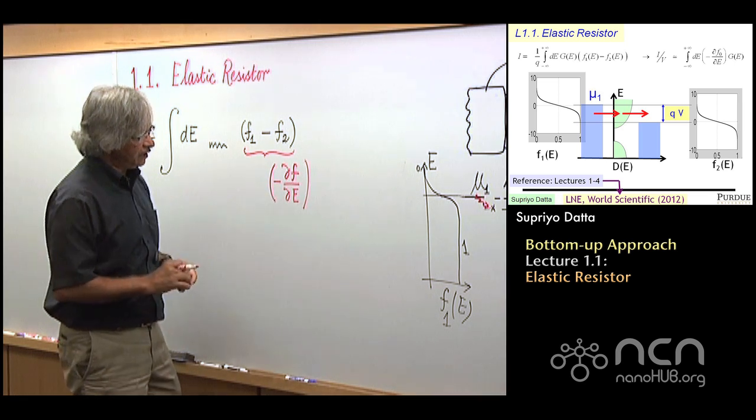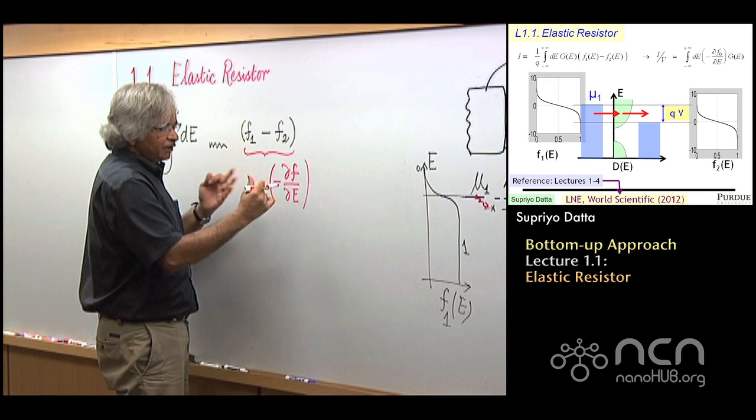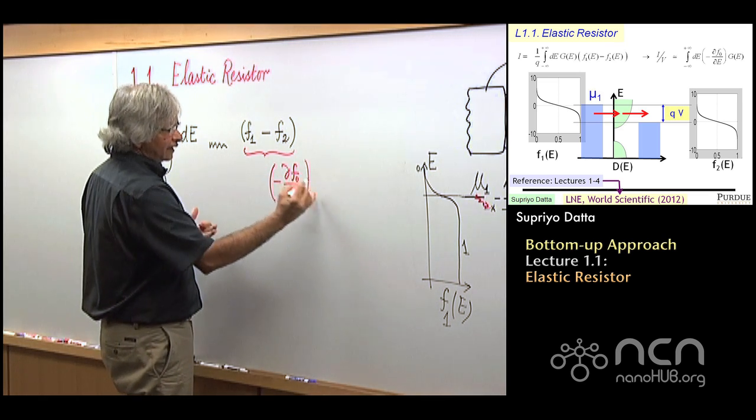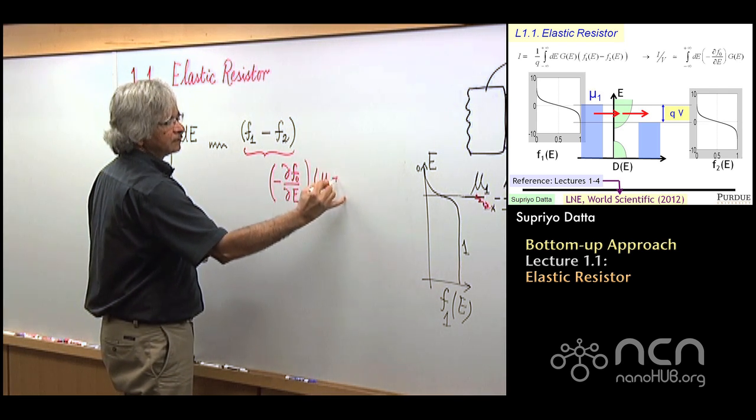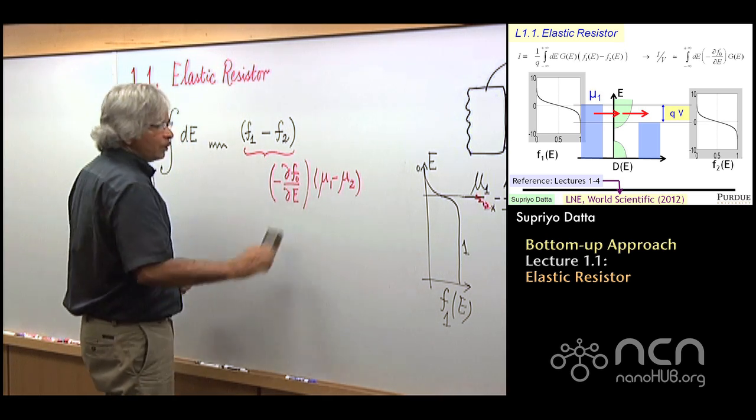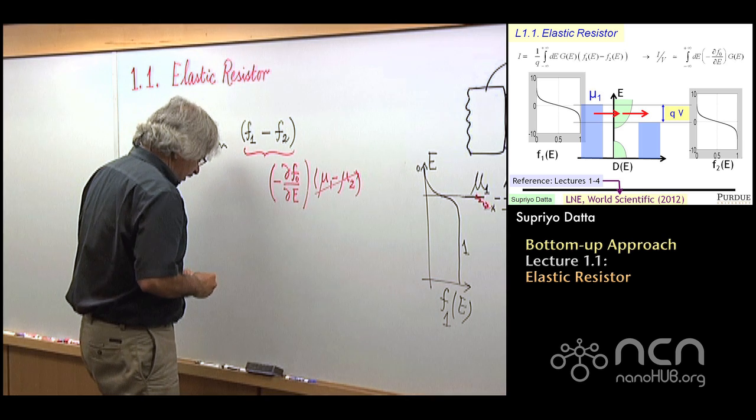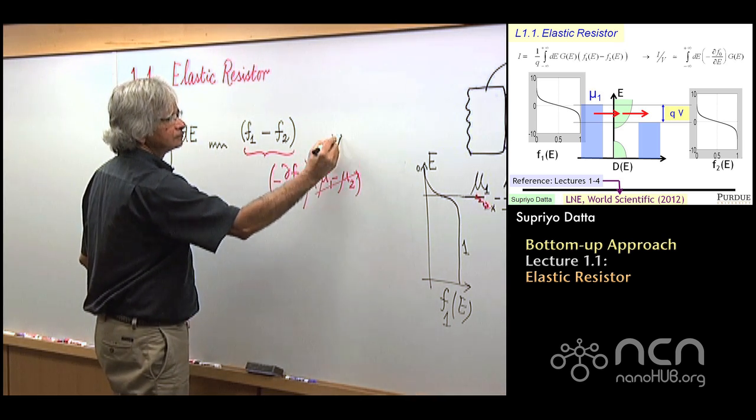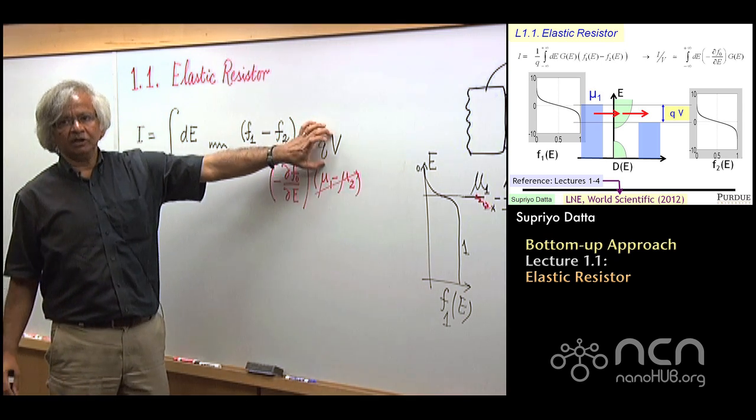This is dF dE. And which F do I use? Well, the average between the two, whatever it was in equilibrium. So I'll call that del F0. And times mu1 minus mu2. That's the difference between the two electrochemical potentials, which can be written as Q times the applied voltage. So now you get a current that is proportional to the voltage.